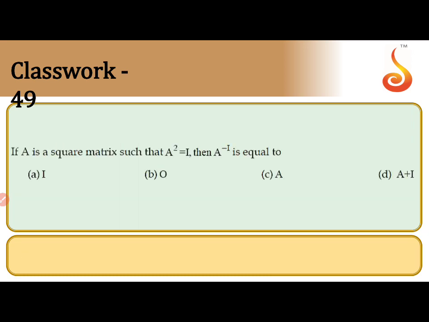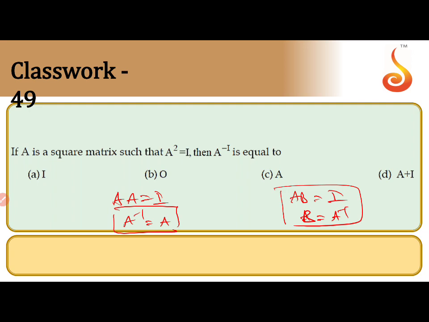Next, question 49. If A is a square matrix, A square equal to I, then A inverse is? A square means A into A equal to I. So we have the property: AB equal to I, then B equals what? A inverse. Use this property. Then AA equal to I means A inverse equals A only. So they are asking A inverse equal to A. Option C is correct. Understand? AB equal to I means B equals A inverse. That means the product of two matrices is the identity matrix, so one is the inverse of the other. Here the product is I, therefore A inverse equals A. This is a standard property.